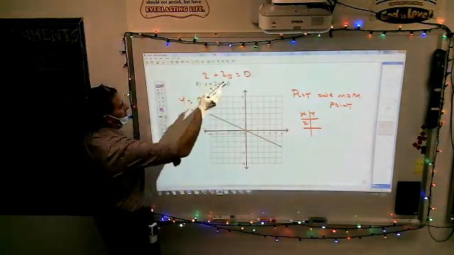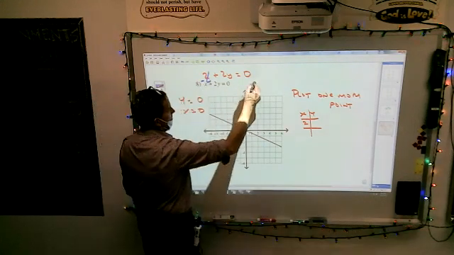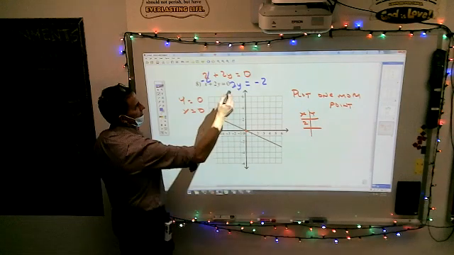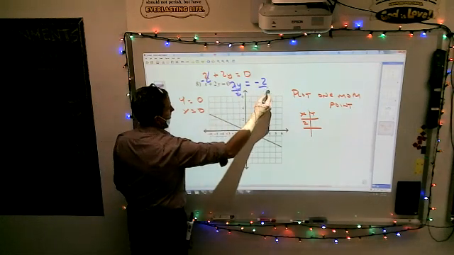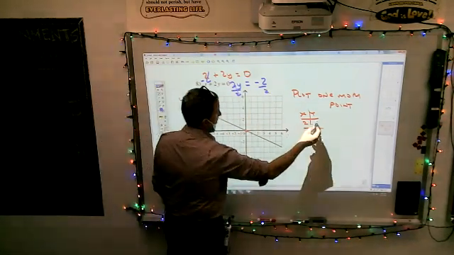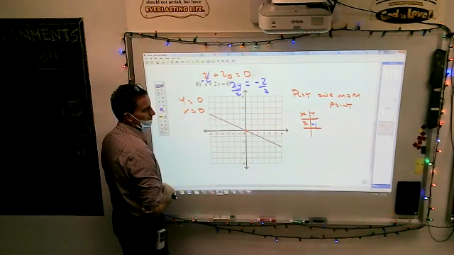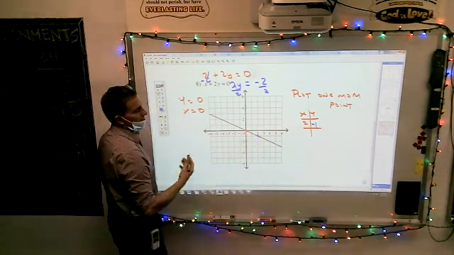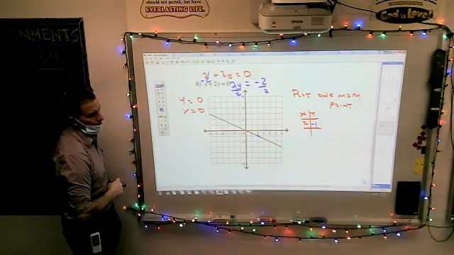I have to slide my 2 over, so I subtract 2, which means I get negative 2 over there. If 2y equals negative 2, you divide by 2, you divide by 2. So y would equal negative 1. So here where x is 2, y is negative 1, you get that point, and then you can graph the line.